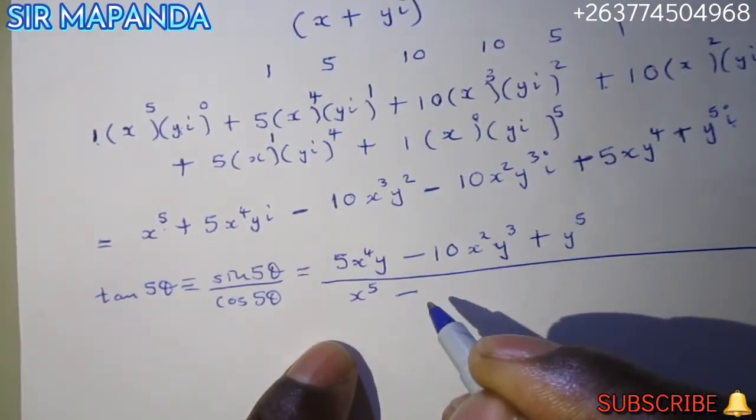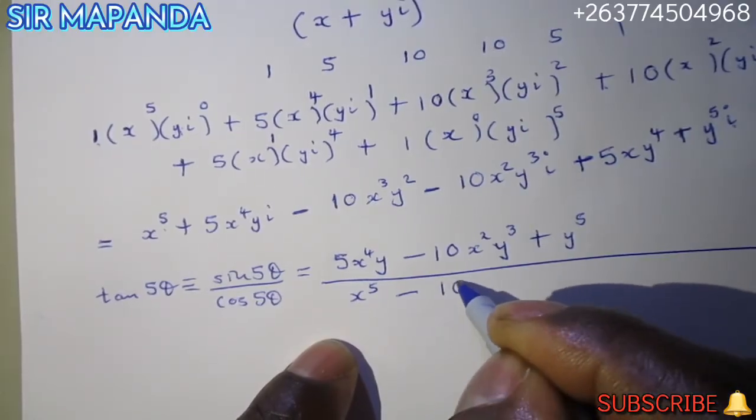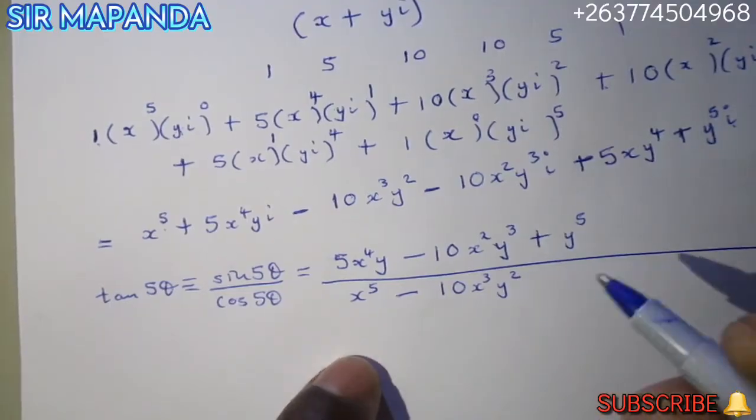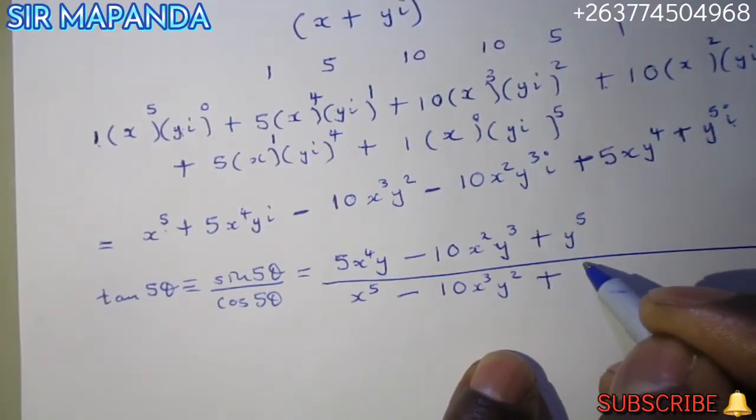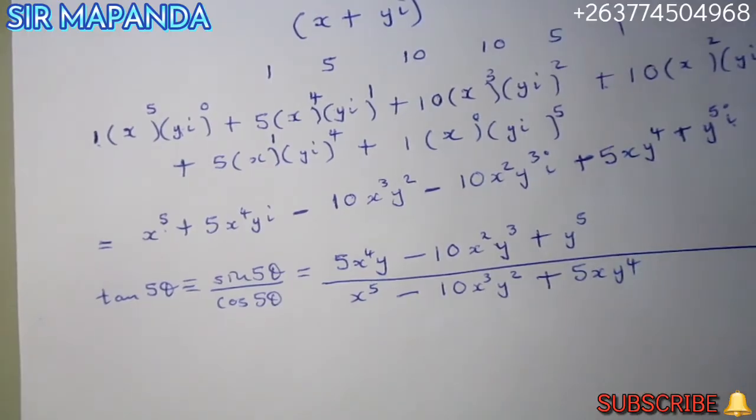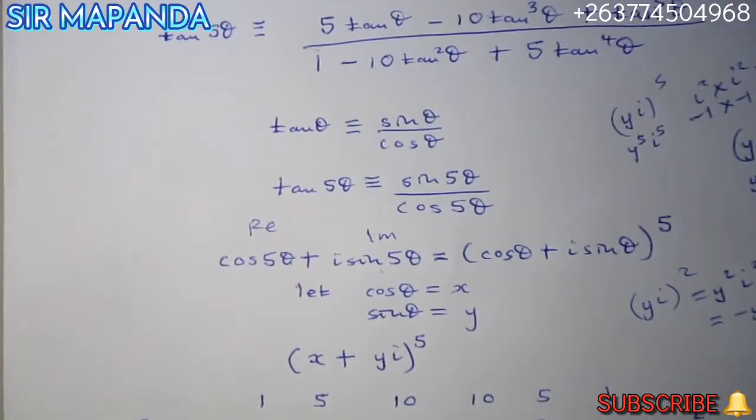We have minus 10x cubed y squared, and we also have plus 5x y to the power of 4, something like this, right? So after doing that, you go back to the substitution.